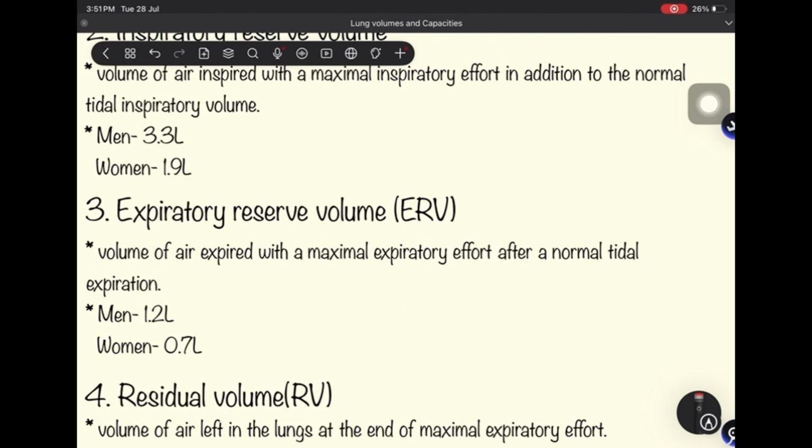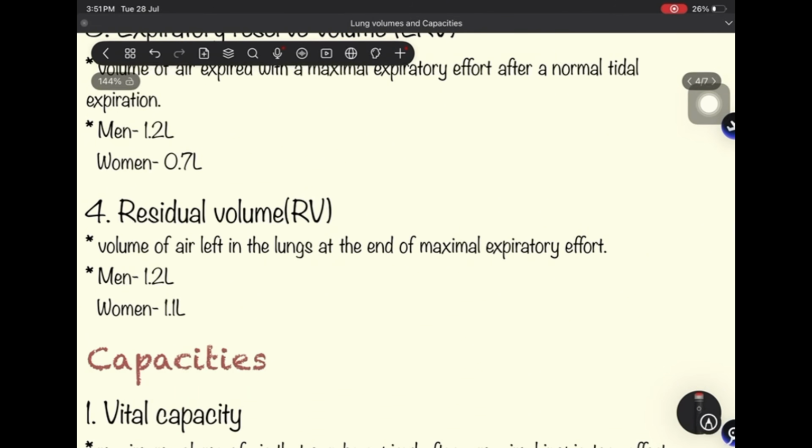The last one is the residual volume. The residual volume is the volume of air left in the lungs at the end of a maximal expiratory effort. So you are expiring with your maximum effort. The volume of air which is remaining in the lungs even after a maximal effort is known as the residual volume. It is 1.2 liters in men and 1.1 liters in women.